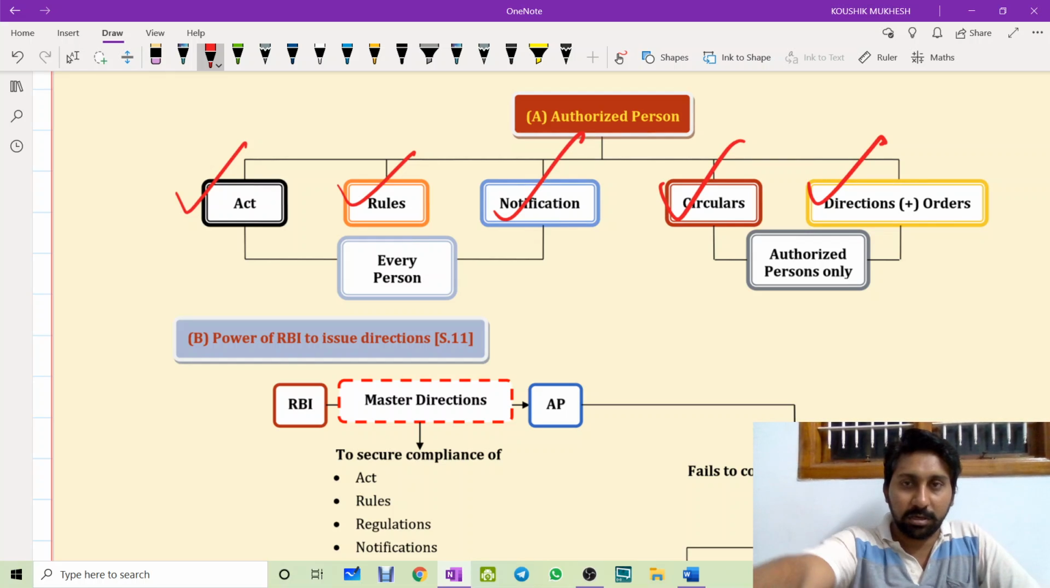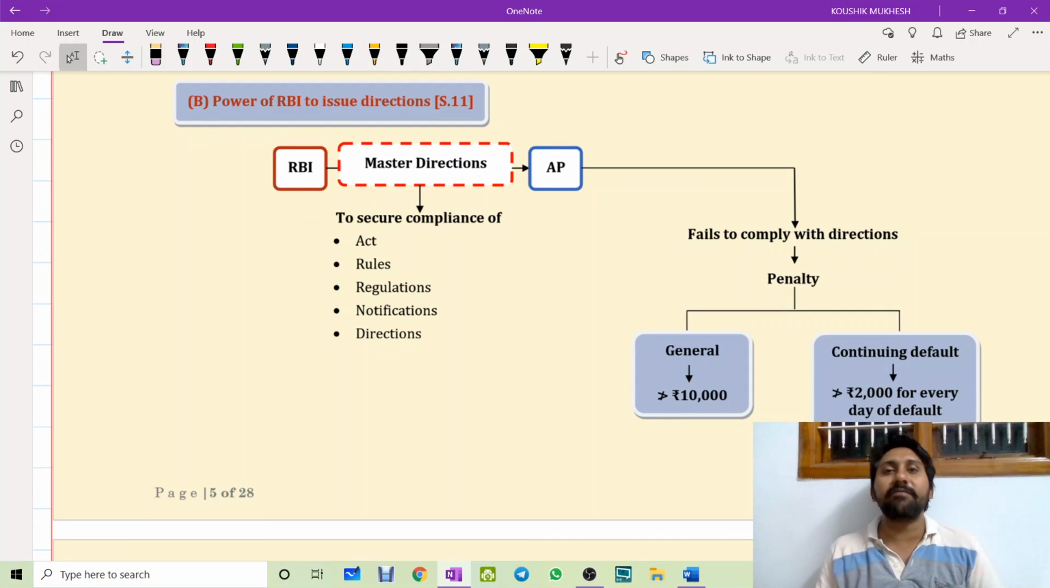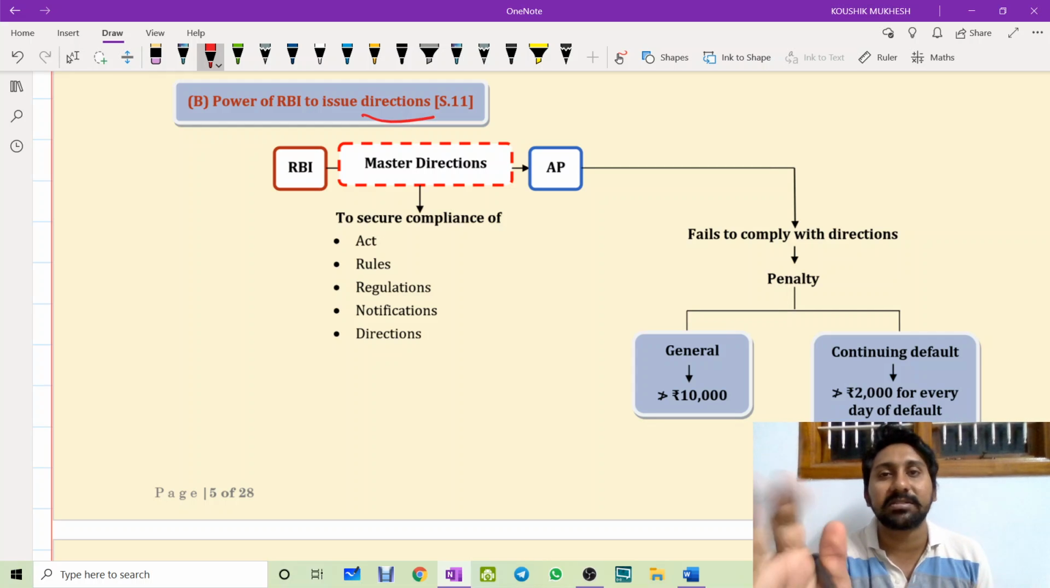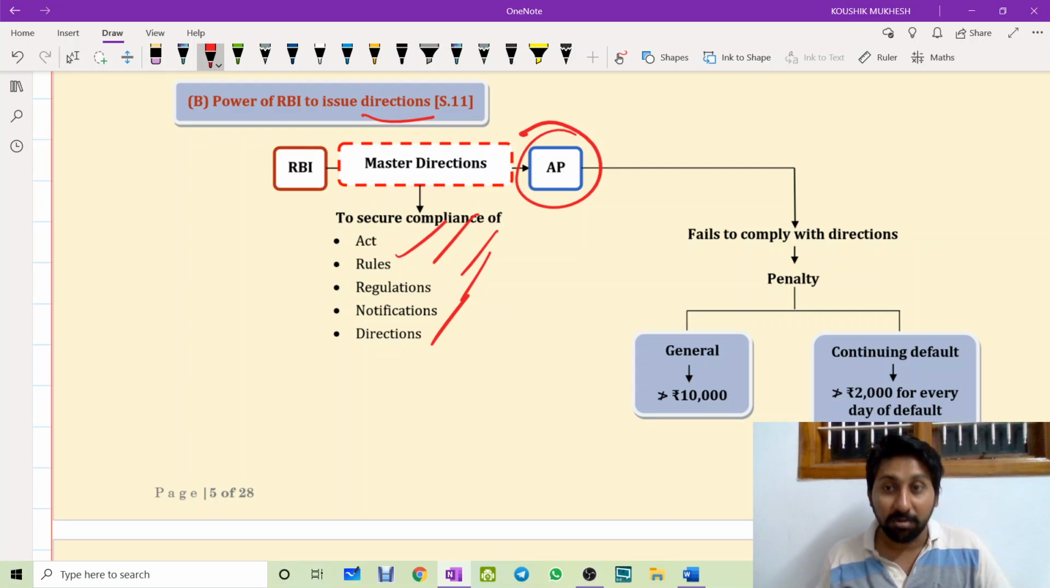Okay, that's all. Next issue: power of RBI to issue directions. Obviously, when you get authorization, RBI will issue directions. These directions are called master circulars or master directions. So RBI will give master directions to an authorized person to secure compliance with the act, rules, notifications, etc. What I told you just now, that directions and orders are only applicable to an authorized person, is that what I said? No. Along with the first three, the last two are also applicable to an authorized person. But for all others, the first three are applicable, the last two not applicable.